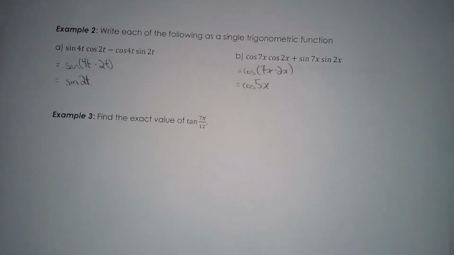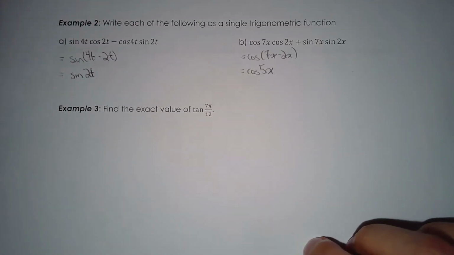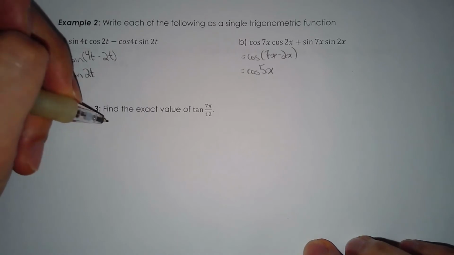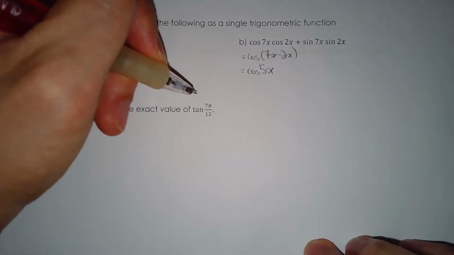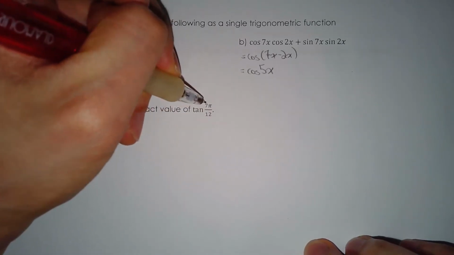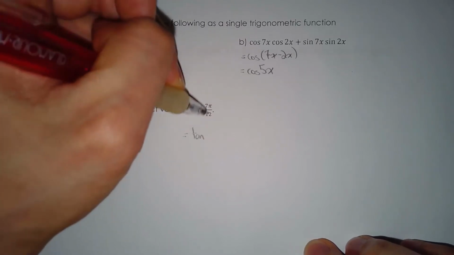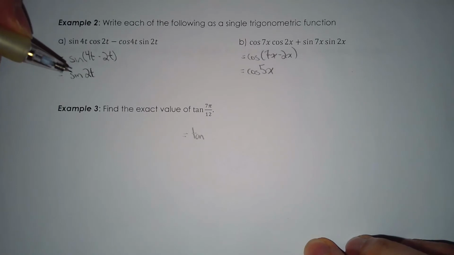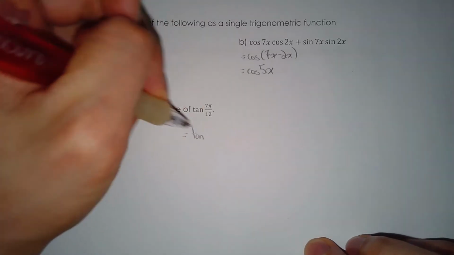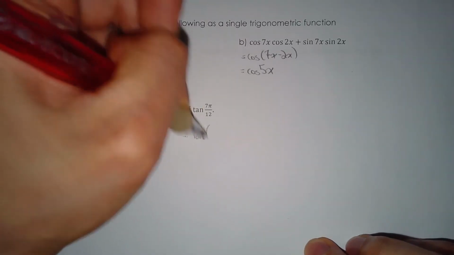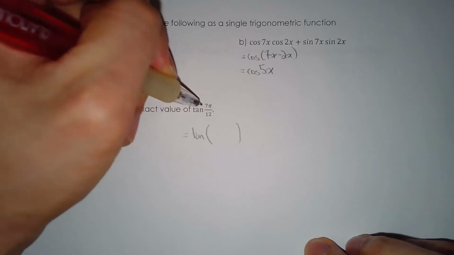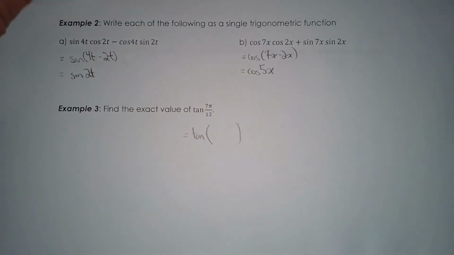Okay, tan of 7 pi over 12. How can we figure out tan of 7 pi over 12? What we're going to do, because 12 is not one of our friends. We have 3, 4, and 6. Those are the special angles. But what about 12? Well, now that we know the compound angle formulas, we can break this angle apart to help us find the special angle.